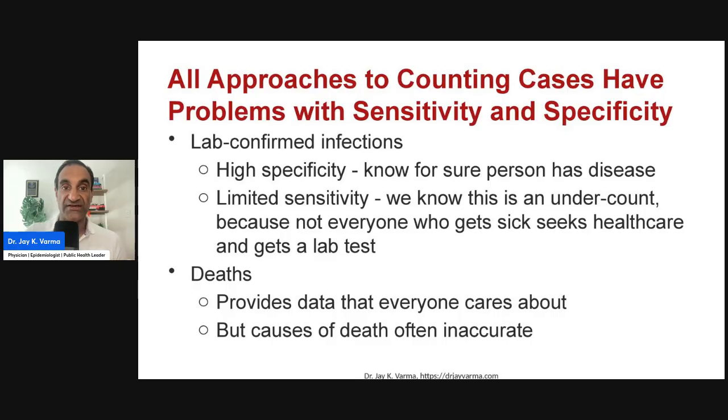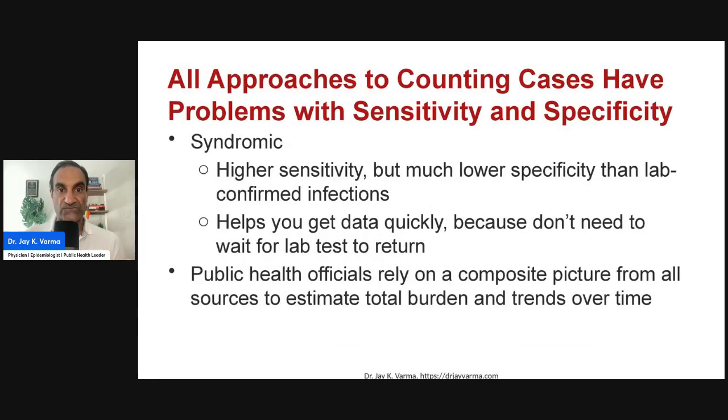When we're tracking death, this is really important because it provides data that everyone cares about. But we also know that the cause of death, as we described before, can often be inaccurate. Okay, so we know that the data that we're dealing with is always going to have some problems with it. When you think about syndromic surveillance, this is believed to have high sensitivity, but we also know that it has low specificity when you compare it with laboratory confirmed infections. So why do we track it? Well, as I mentioned before, it helps you get data quickly, particularly about conditions that you care about, like a surge in respiratory viruses. And the reason it gets so quickly is because you don't need to wait for a laboratory test to return.